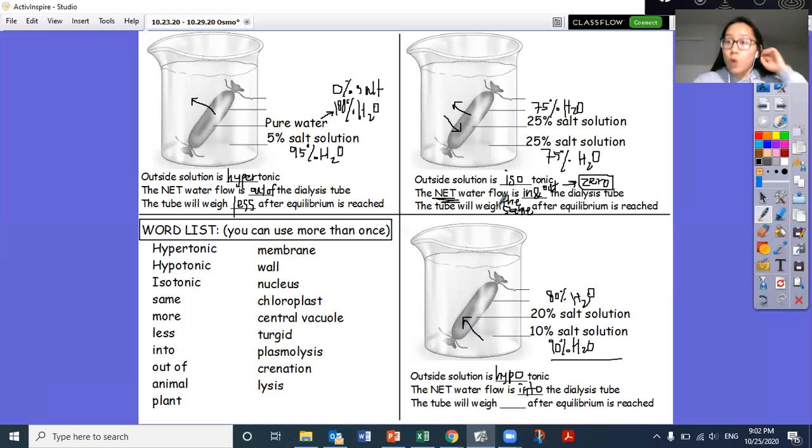And if you keep adding water to the tube and it keeps gaining water and growing in amount of water, then eventually the tube will weigh more after equilibrium is reached because you just keep adding water to it because remember, they're trying to equalize to reach equilibrium and be the same concentration. So eventually, if you really let it and the dialysis tube had enough room in it, they would both reach about 15% salt solution and be the same concentration, and they would be isotonic.